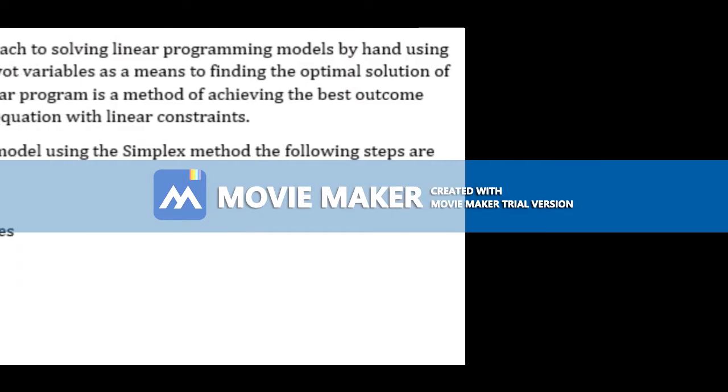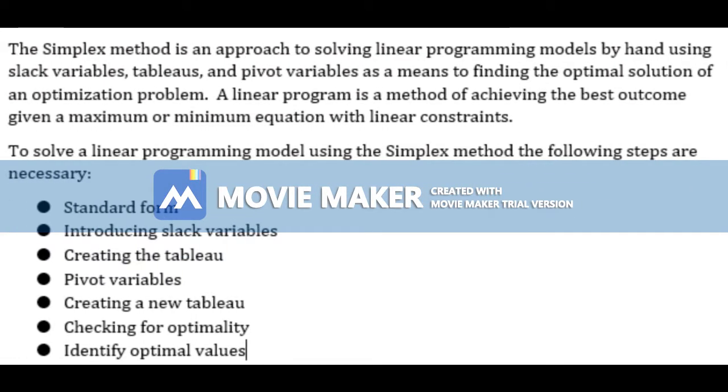Linear Programming Simplex Method. It is an approach to solving linear programming models by using slack variables, tableaus, and pivot variables as a means to finding the optimal solution of an optimization problem. A linear program is a method of achieving the best outcome given a maximum or minimum equation with linear constraints.